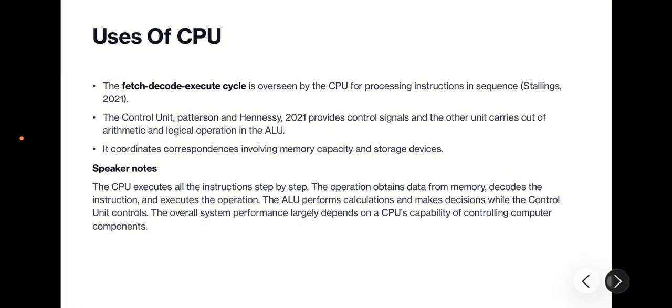The CPU executes all the instructions step by step. The operation obtains data from memory, decodes the instruction, and executes the operation. The ALU performs calculations and makes decisions while the control unit controls. The overall system performance largely depends on a CPU's capability of controlling computer components.